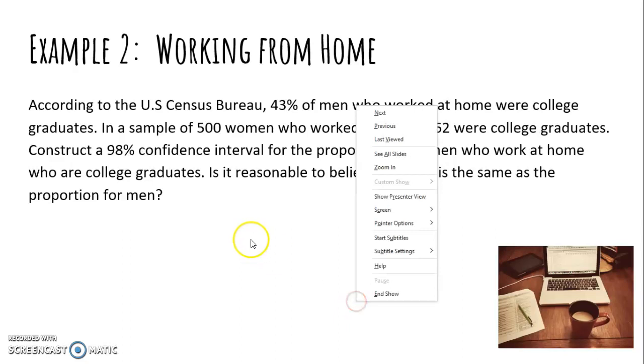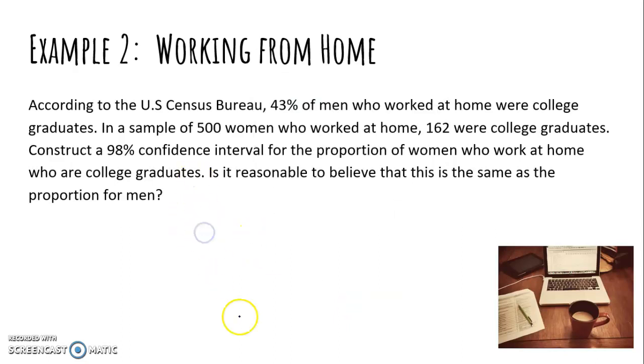So looking at example 2, according to the U.S. Census Bureau, 43% of men who worked at home were college graduates. In a sample of 500 women who worked at home, 162 were college graduates. Construct a 98% confidence interval for the proportion of women who work at home who are college graduates. Is it reasonable to believe that this is the same as the proportion for men?